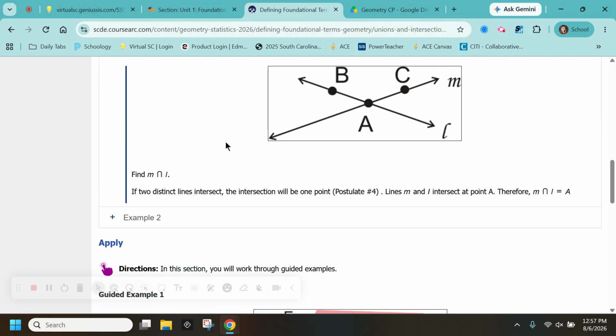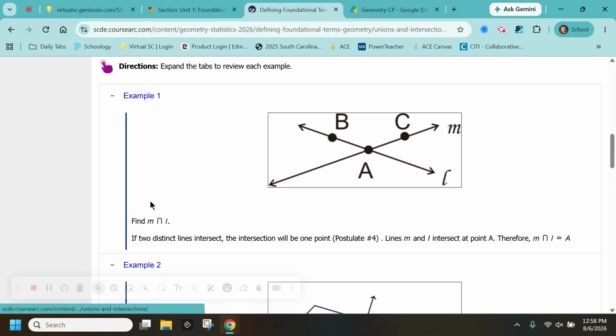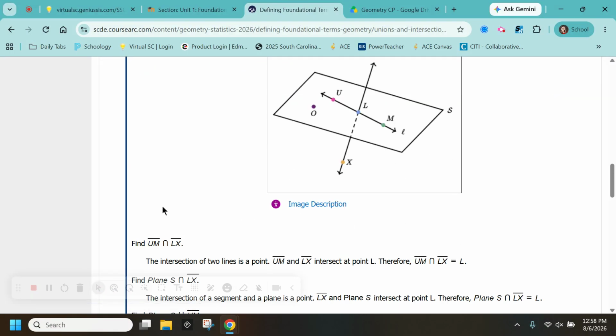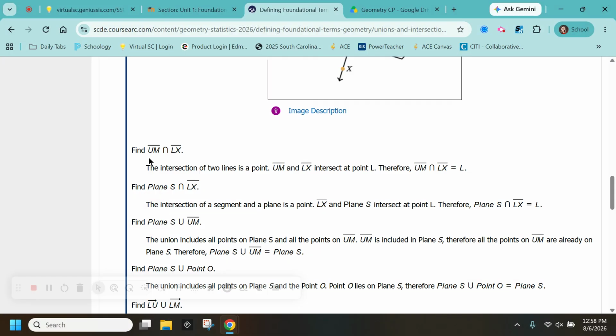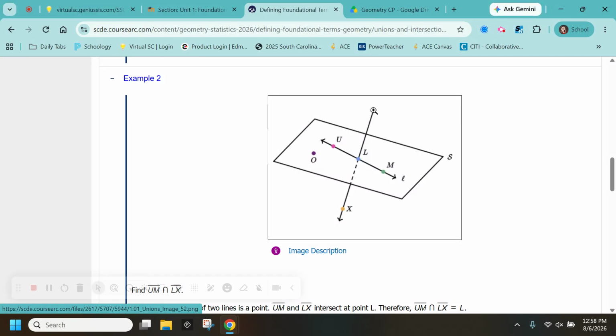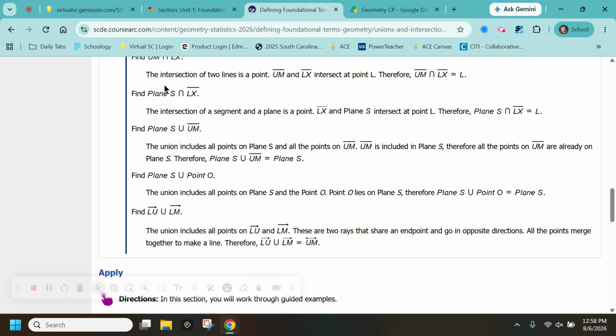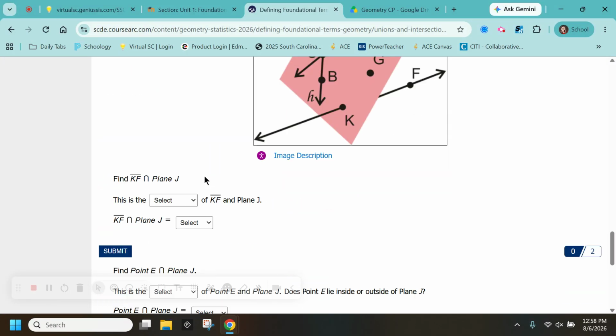So in this first example, find the intersection of line M and line L. Where do they intersect? They intersect at point A. So that would be the intersection. Example 2, this is asking you to find the intersection of segment UM and LX. So UM and LX intersect at point L. And then it goes on to show you a few others.